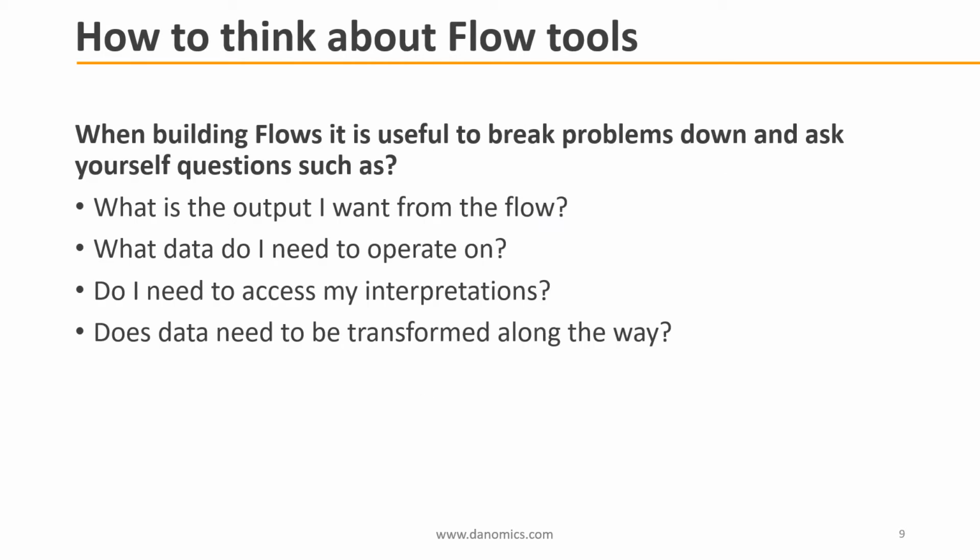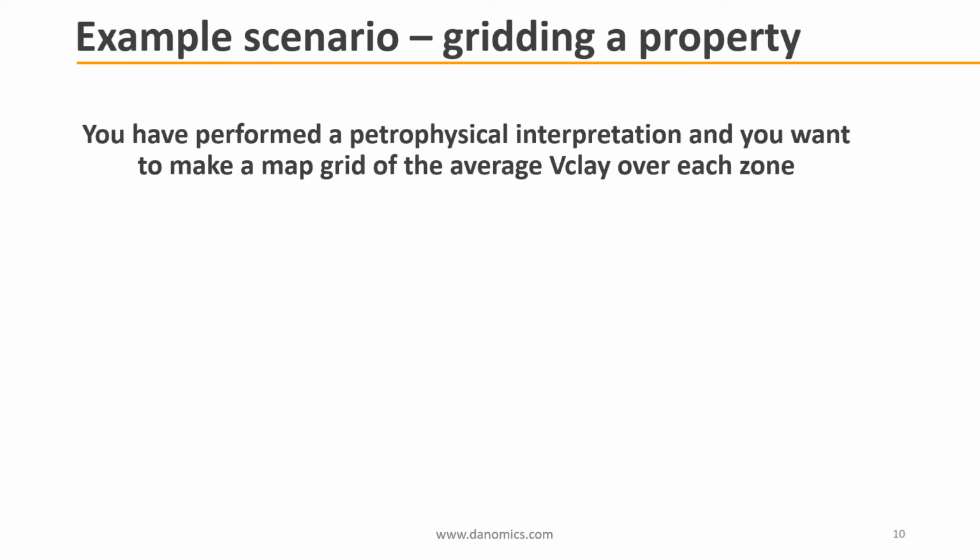So when it comes to how you should think about flow tools within Danomics, it's useful to break your problem down and ask yourself questions at each step. The 4 questions I like to ask myself when I'm putting together a flow are: what are the outputs that I want from the flow? What data do I need to operate on? Do I need to access my interpretations? And does the data need to be transformed along the way? So let's go through that with an example.